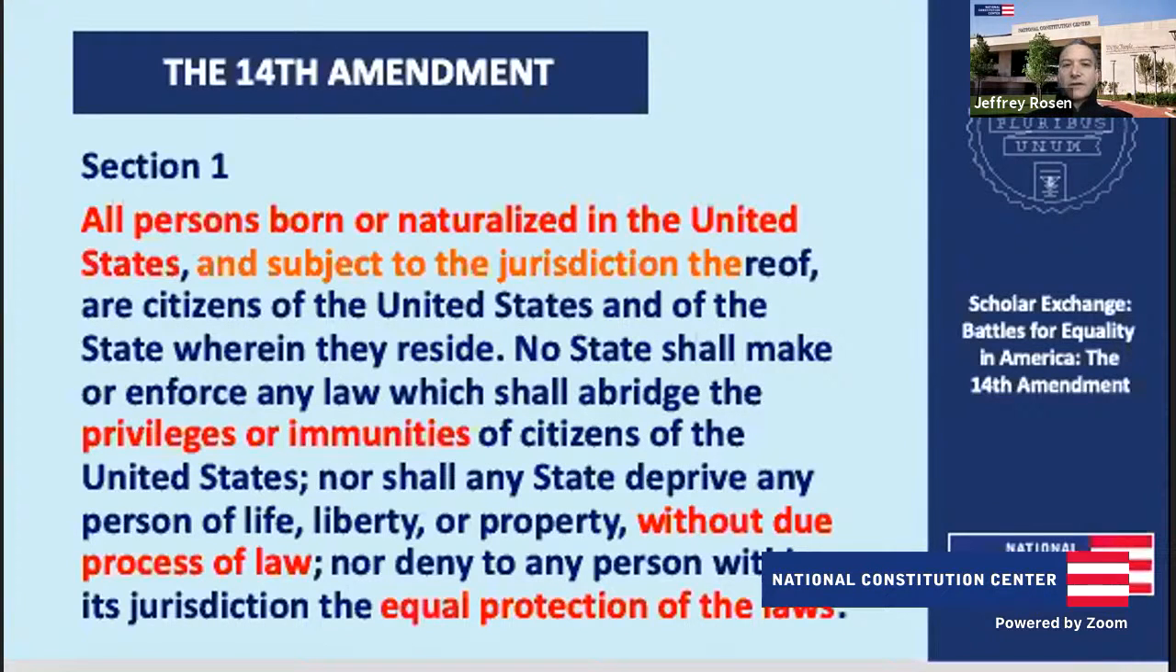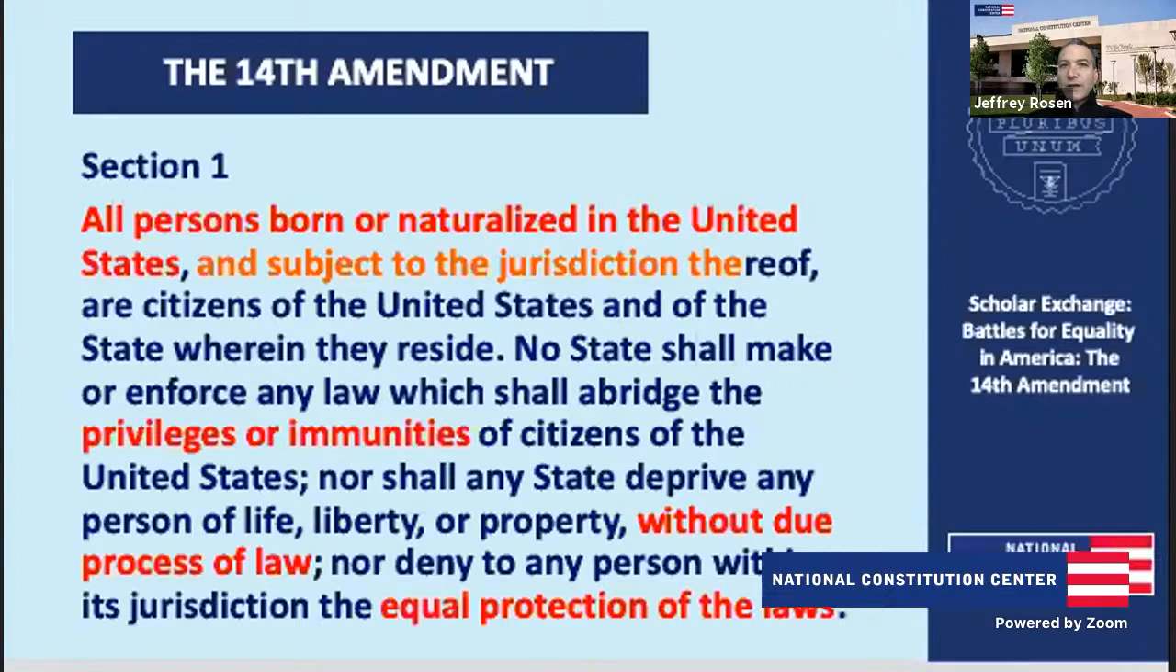Now let's read the next sentence. No state shall make or enforce any law which shall abridge the privileges or immunities of citizens of the United States. That's called the Privileges or Immunities Clause. And there's so much to say about this clause as well. But the big idea here is that there are certain basic civil rights or privileges or immunities that everyone has and that no state can abridge.